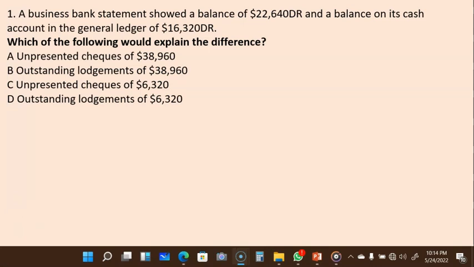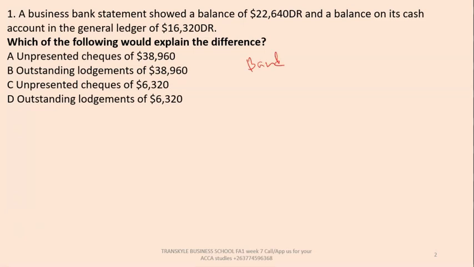A business bank statement showed a balance of 22,640 debit and a balance on its cash account in the general ledger of 15,320 debit. Now, which of the following would explain the difference? You can see that the balances between the bank statement and our cash book are different. The trick here is that you need to understand the bank's position and our position.